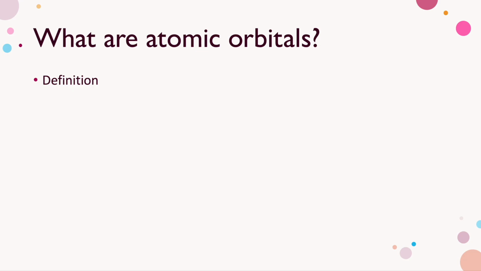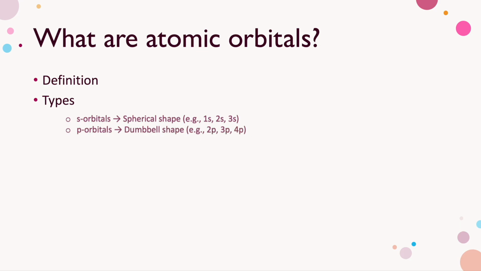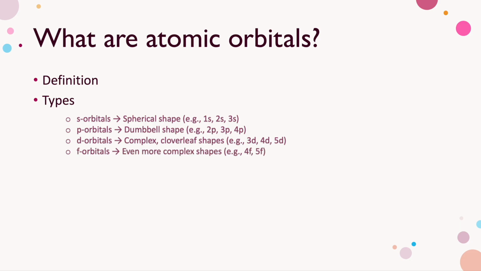There are four main types of atomic orbitals. I'm sure you probably heard about this, but we have s orbitals, p orbitals, d orbitals, and f orbitals. Now, s orbitals are spherical in shape, for example 1s, 2s, 3s, okay? p orbitals are dumbbell shaped, for example 2p, 3p, 4p. d orbitals are complex and cloverleaf shaped, like 3d, 4d, 5d, not the TD, okay? And f orbitals are even more complex shapes, such as 4f, 5f.